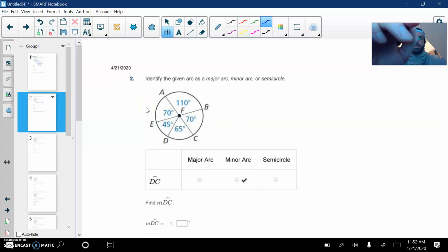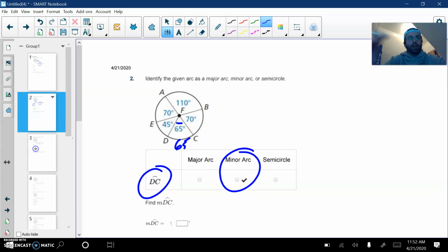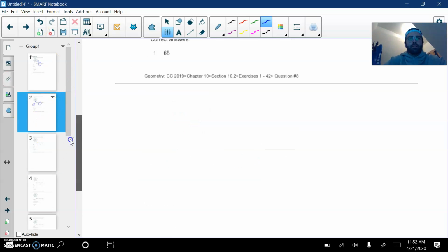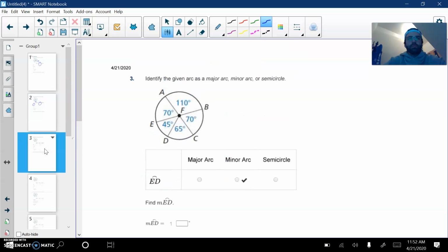Number two, as for DC. If this is 65, then this is 65. Less than 180, minor arc, people. Right? Anything else? Okay. What else?